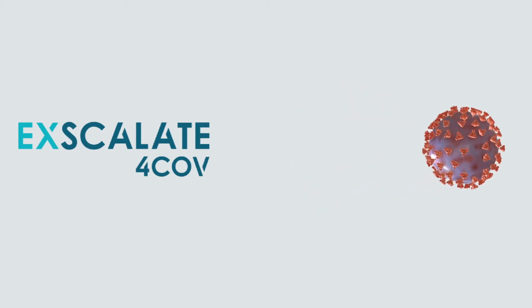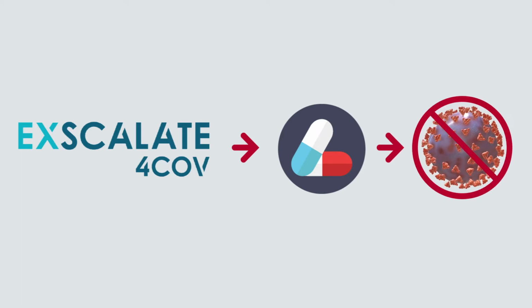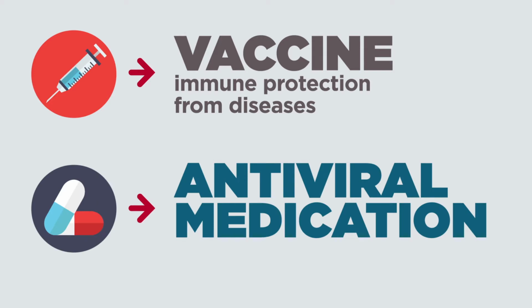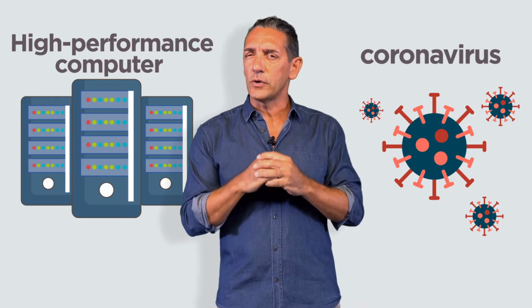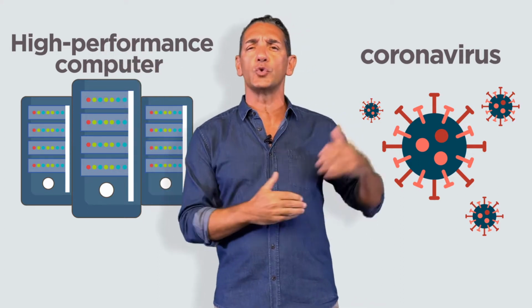The Exscalate4Cov project was created to face this challenge in order to accelerate the research of a medicine able to inhibit its progress. As opposed to vaccines, which give immune protection also to people who are not affected by diseases, antiviral medications are administered to treat a condition and reduce its symptoms. But how does a high-performance computer actually find an effective drug against coronavirus?